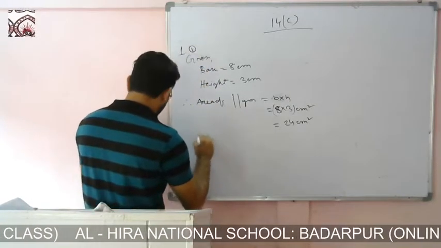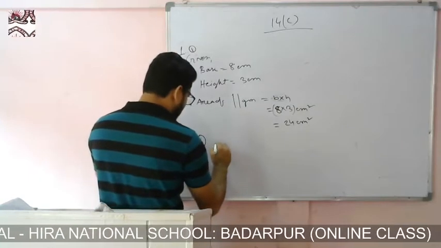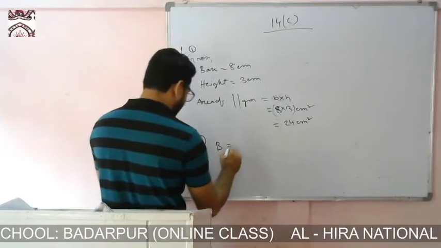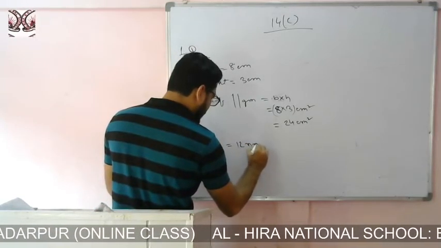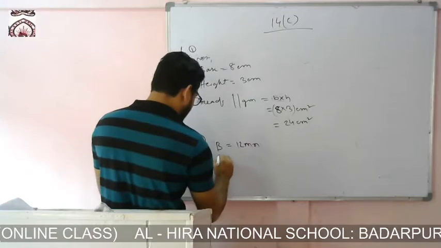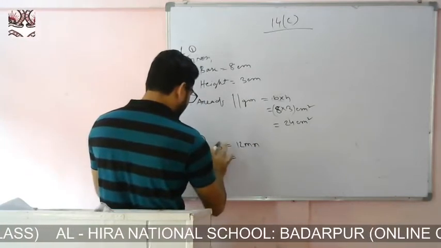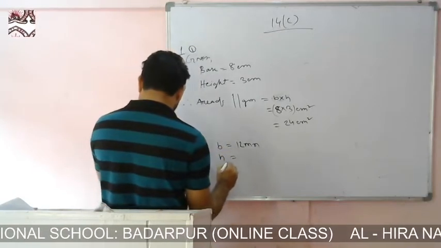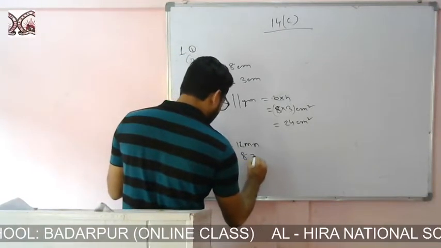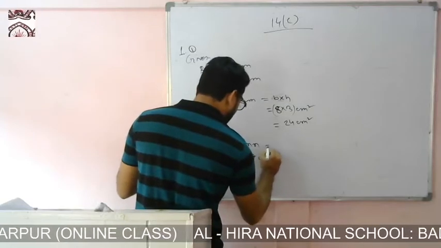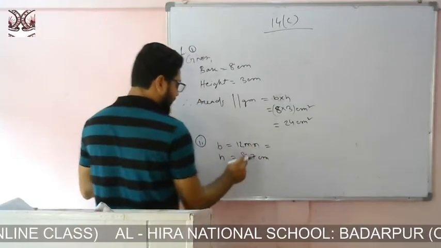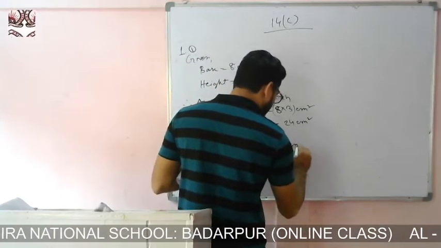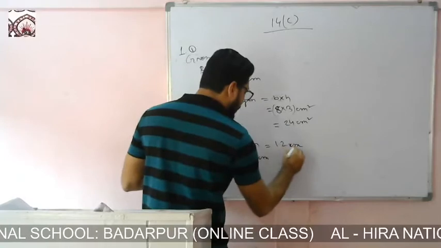Now come to question number 2. You see what I am writing: B in case of base. B equals 12 mm, and height equals 8.7 centimeter. Then you have to change this one into centimeter. If you convert, then it will become 1.2 centimeter.